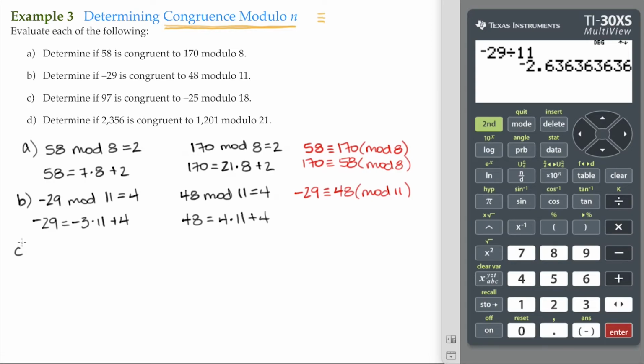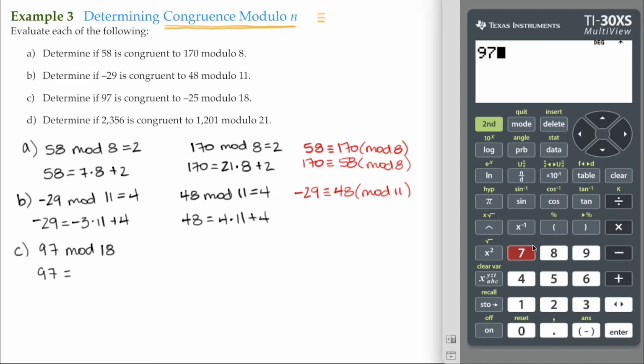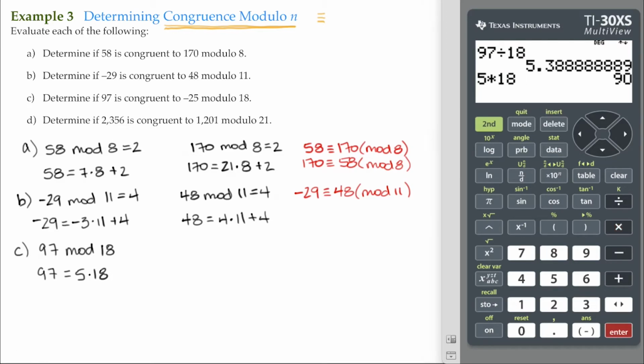For C, determine if 97 is congruent to negative 25 modulo 18. 97 mod 18, 97 is going to be equal to, divided by 18. That's going to be 5 times 18. And then 5 times 18, that's 90. Plus 7, so 97 mod 18 is 7.